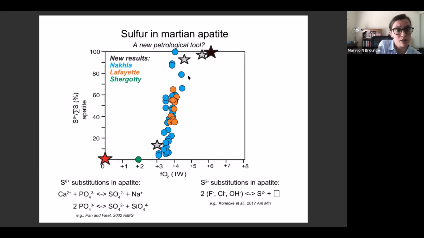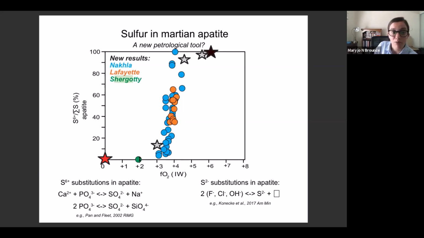Along those lines, I have started to measure the oxidation state of sulfur in apatites from a variety of Martian meteorites. And so Nakla meteorite and Lafayette meteorite are both Nakhlite meteorites. These are basaltic rocks that are erupted to the Martian surface and to some extent appear to interact with the Martian surface, the soils and things that are present there. And then Shergotty is Shergottite, the type Shergottite, which are closer in composition. They're more mafic and potentially more closely related to the Martian mantle.